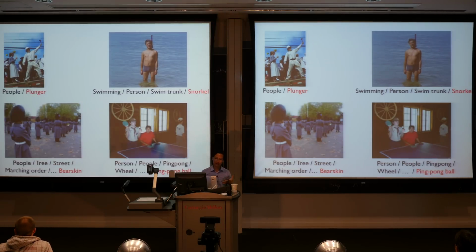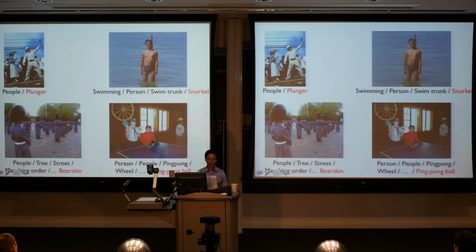It also does badly for objects that are very small in the image. For example, this image right here in ImageNet is labeled as a plunger, that object right there. The network says that's people, okay, reasonable. This image right here is labeled as snorkel. The network says it's swimming, maybe it's a person, and then swim trunk, and then snorkel. Too late. It's a snorkel here.